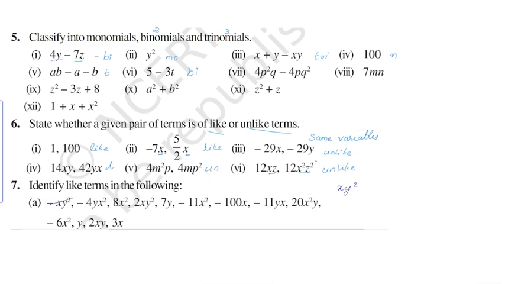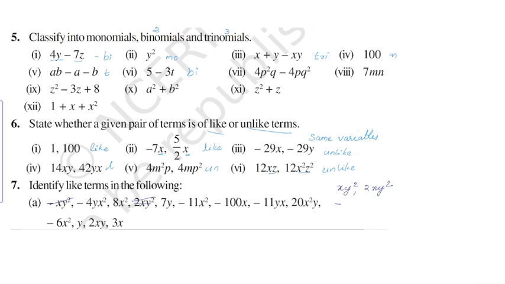Is there any xy square over here? Yes, here this is xy square, right? So this is 2xy square. These two are like terms. Now you have to find out if any other xy square is over there. No, this is x square y. This is not a like term with this. So we have only xy square and 2xy square. These are like terms.